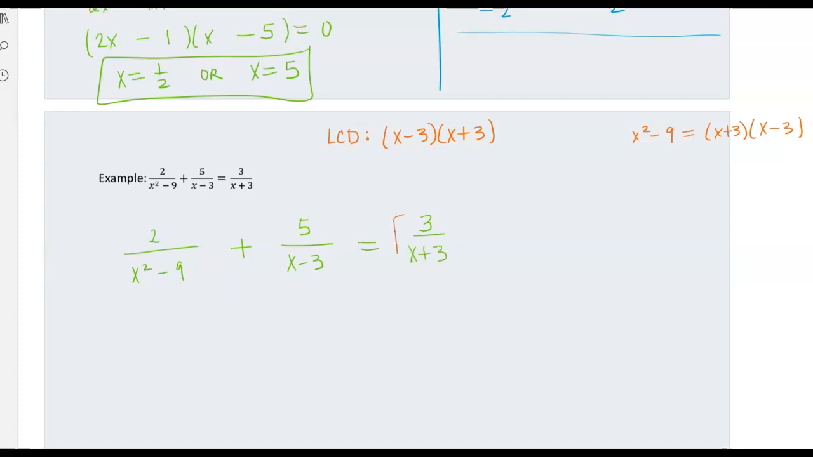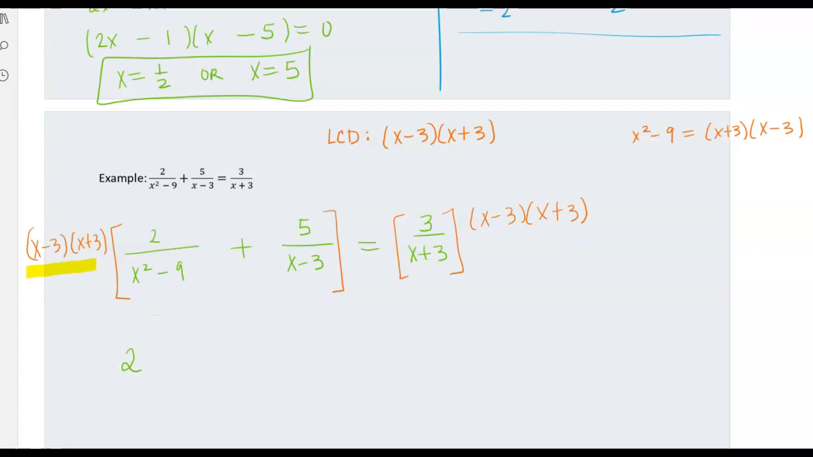I'm going to multiply both sides of this equation by x minus 3 and x plus 3. For the first fraction, this entire denominator will simplify with this entire x minus 3, x plus 3 will wipe out the entire denominator that I have there. So I just have 2 left.